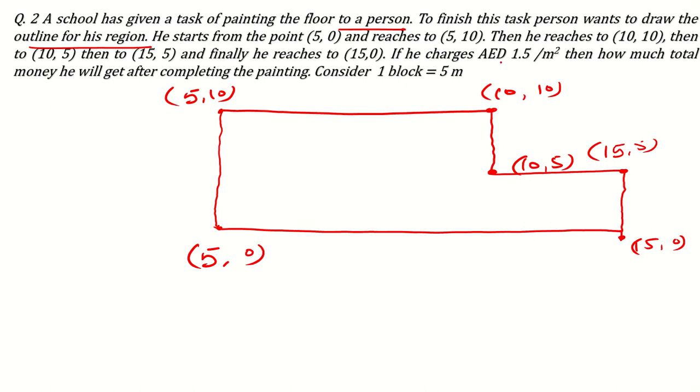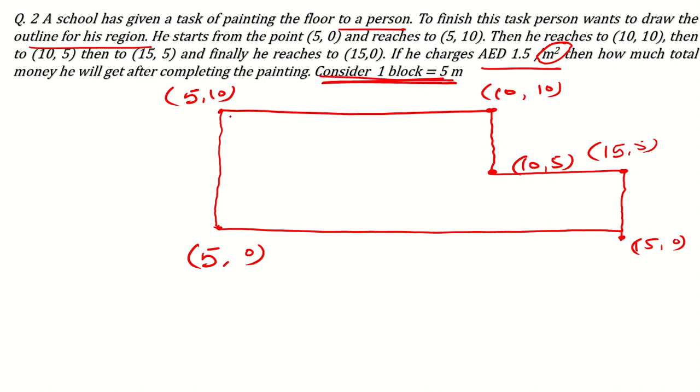Now, if he charges 1.5 dirham per meter square. I told you many times that this type of information will give you the hint of what you have to find. Meter square is used for area. Very good. Then how much total money? Okay, money we will look at later on. Now, this type of question may come on a graph, but here I have drawn a rough figure, so it's okay, we can ignore this line.